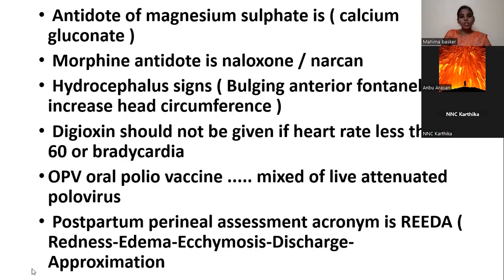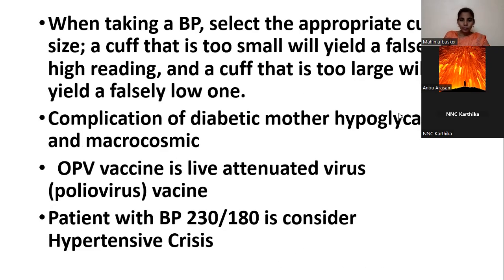Remember. Okay. Postpartum perineal assessment. What will be the scale? REEDA scale. Postpartum perineal assessment, it is a REEDA scale. So what you have to remember: R for redness, E for edema, E for ecchymosis, D for discharge, A for approximation. In the exam, they have just asked: for postpartum perineal assessment, you have to remember the REEDA scale. Okay, so we'll move on.